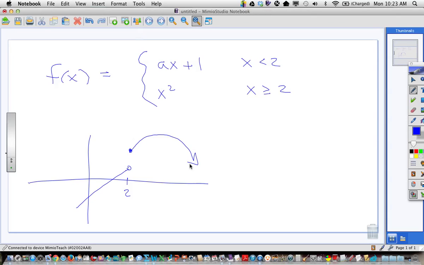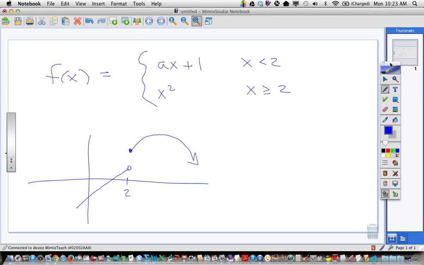So if it does that, is this continuous? No. What would make it continuous? This and this would have to be together. To be continuous, you can't have that gap there. So those two y values have to be the same. So how do we do that?